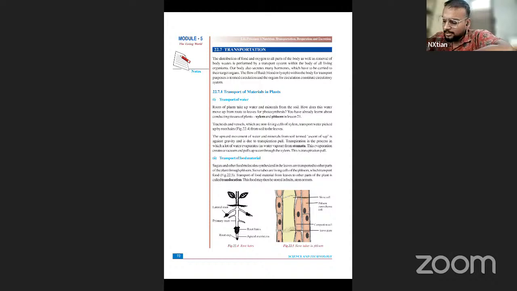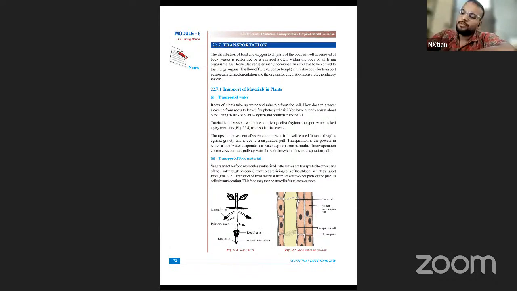Okay, now today we will learn about transportation. Now, what do you mean by transportation? Transportation is basically taking substances, food, water, or requirements from one place to another place. So there is transportation in plants also. Can you tell me how transportation in plants occurs?